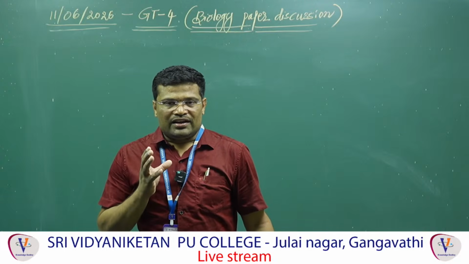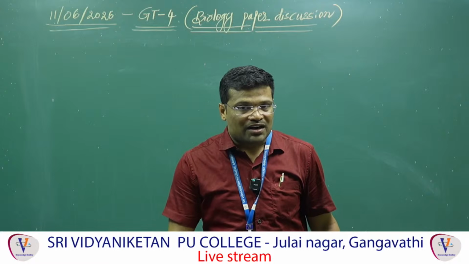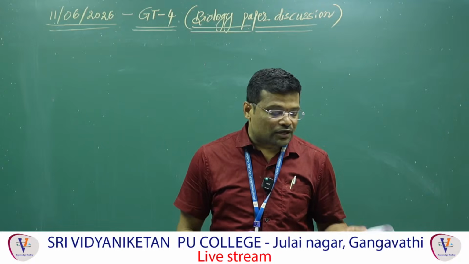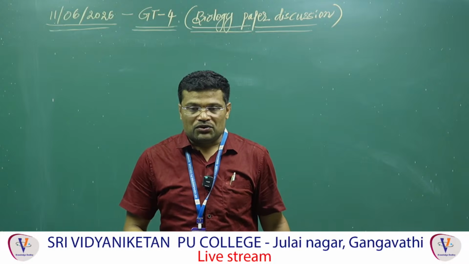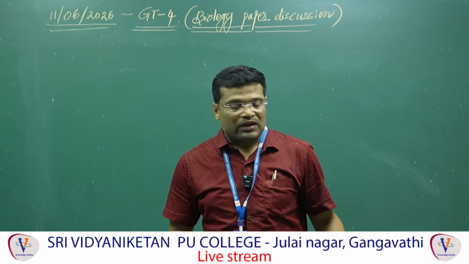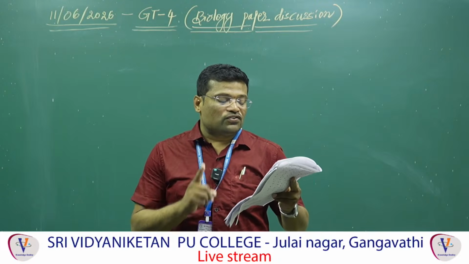So here the descending limb of Henle's loop shows permeability to water but impermeability to electrolytes. A, water. And B represents sodium chloride.